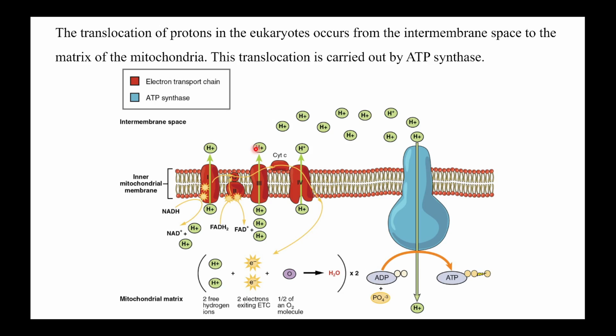This creates a proton gradient across the mitochondrial membrane. And because of this proton gradient, the ATP synthase now pumps all these protons in the intermembrane space to the mitochondrial matrix. And when it pumps a proton, that drives the enzyme to form an ATP molecule from an ADP molecule.